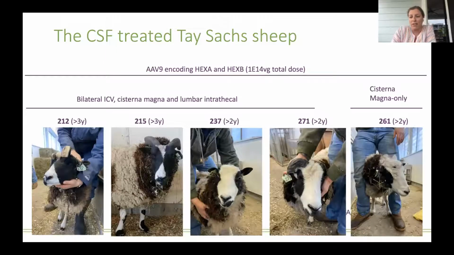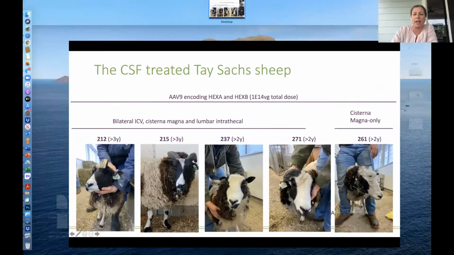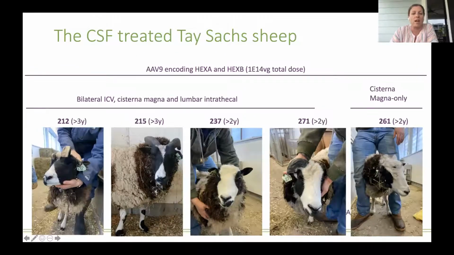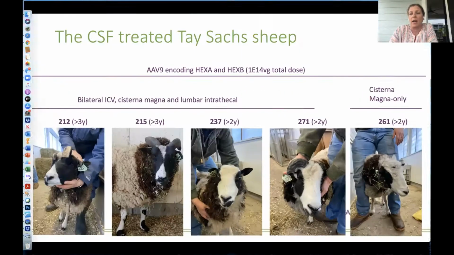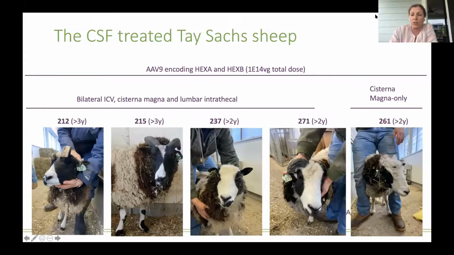So these are all of the sheep here. There are little headshots across the way. We have several sheep that are a couple greater than 3 years old, and then we have some that are greater than 2 years of age. And the one cisterna magna only animal here is still ongoing at greater than 2 years of age. And that's number 261. He's kind of everybody's favorite. He's very, very friendly.